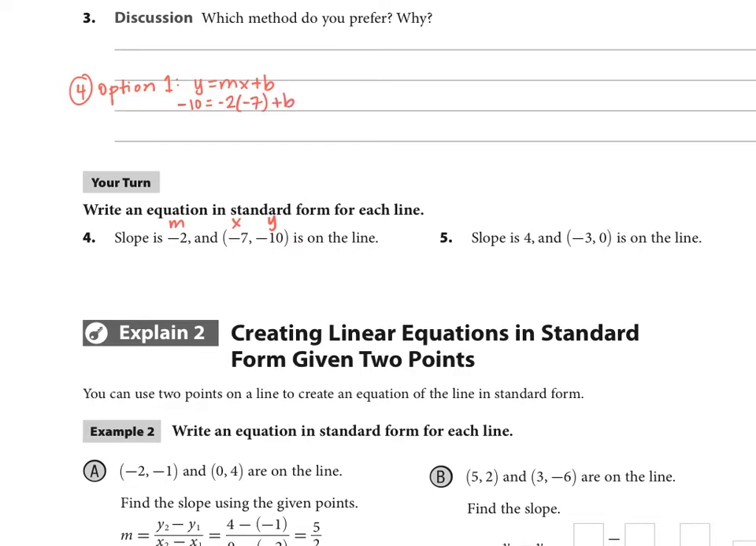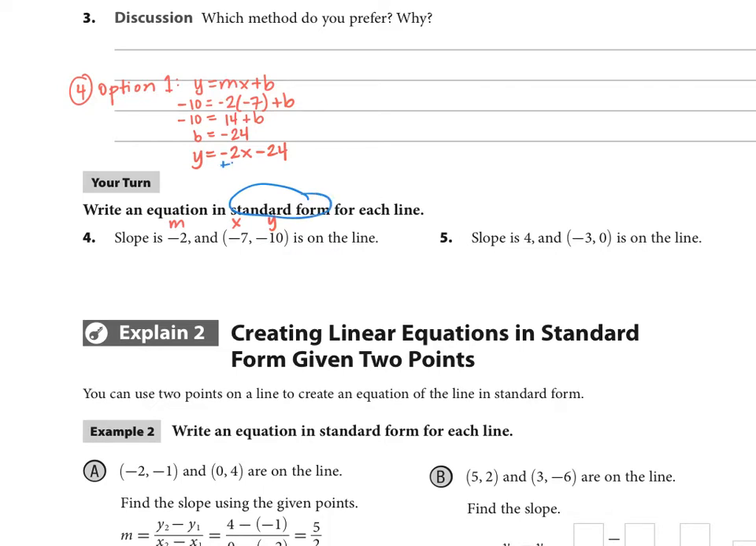So we do this for the purpose of finding what b is. So we have -10 equals 14 plus b, and then subtracting 14 on both sides is going to give us b is equal to -24. So once I know my slope and my y-intercept, I can write my equation. Y equals -2x minus 24. Okay, so if my directions were to write this in slope-intercept form, I would be done. But they want us to write it in standard form.